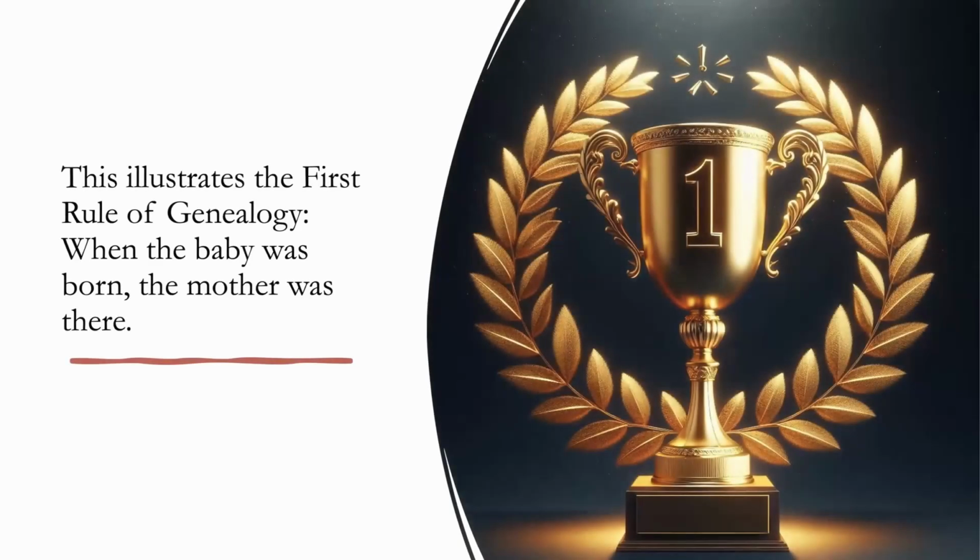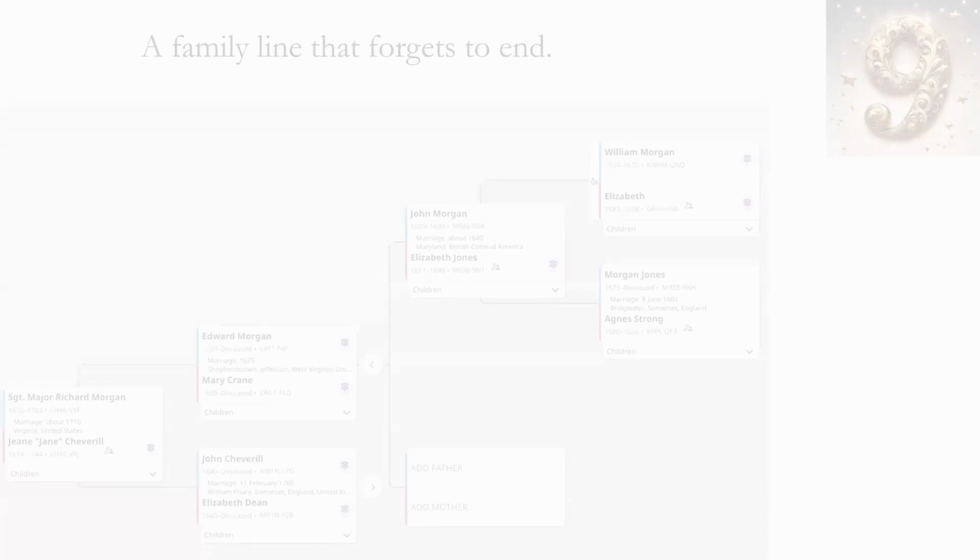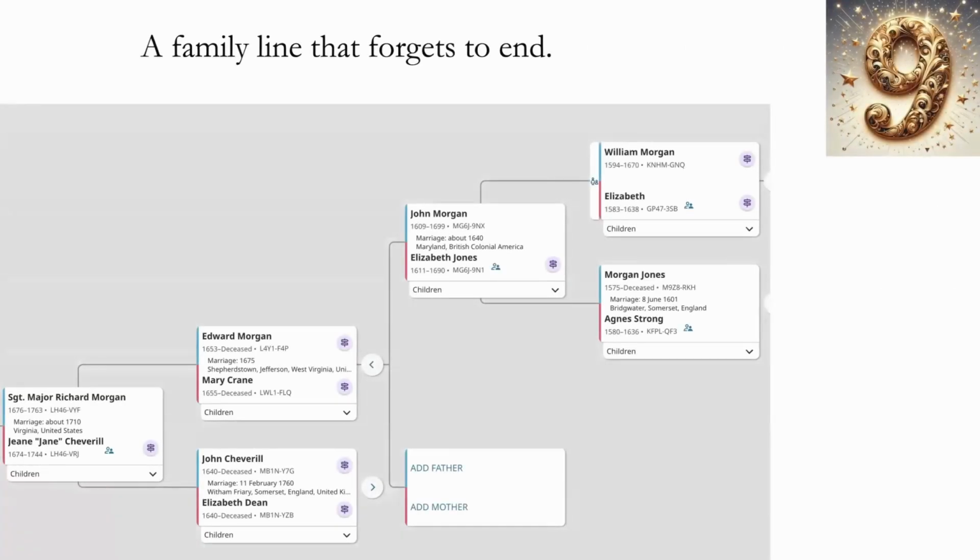It also illustrates the first rule of genealogy: when the baby was born, the mother was there, and that's self-explanatory. And that lady could not have been in two different places and married the same person and still had babies. We're getting close here now. The number 9 is a family line that forgets to end.